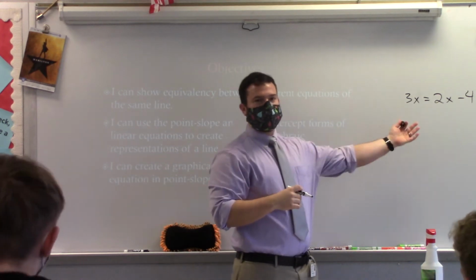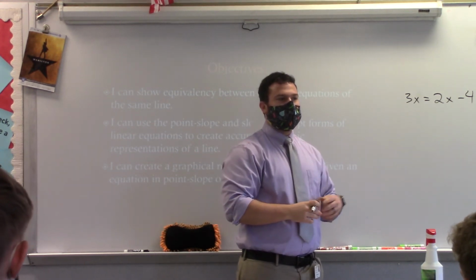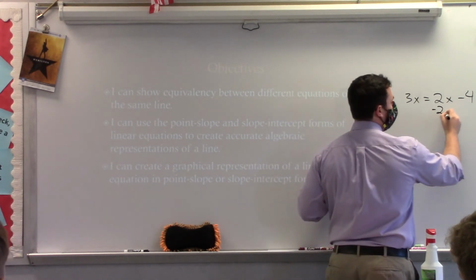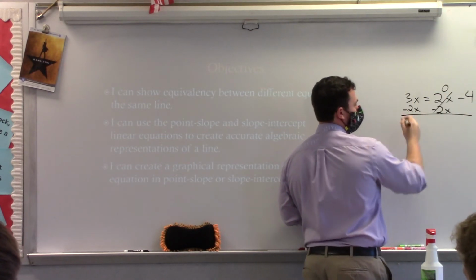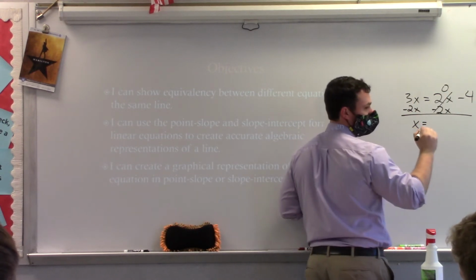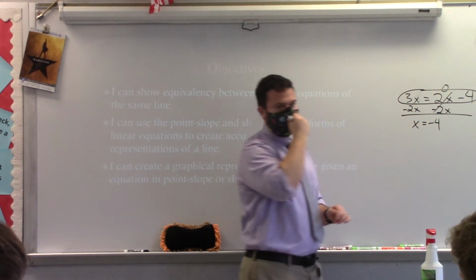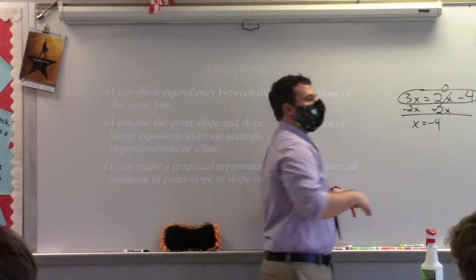So notice how these two things are equal. 3x is equal to 2x minus 4. Now is that always going to be equal? No. In fact, if I subtract 2x, 3x minus 2x is x, which is equal to -4. The only time that these two things are equal is when x is -4. That's the only time they're equal. Does that make sense? Okay.